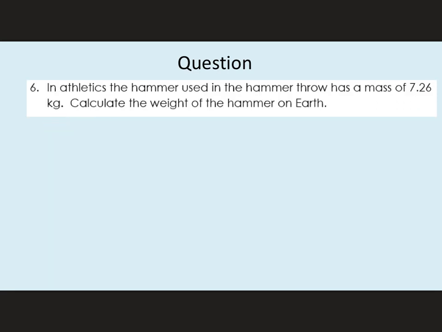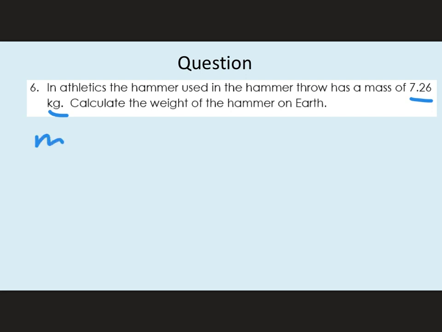Okay, we're on question 6. Remember that you should have completed question 6 already. If you haven't done so, please pause the video now and just complete question 6. Okay, hopefully that's completed. I'm going to run through the question with you again. Okay, it says in athletics, the hammer used in the hammer throw has a mass of 7.26 kilograms.